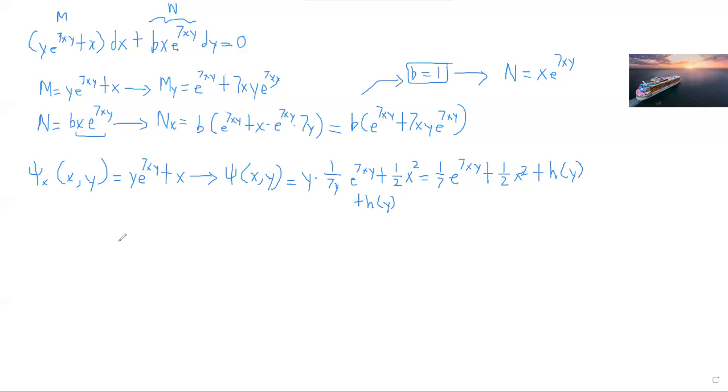Okay, now let's differentiate this psi with respect to y. So psi sub y of x, y is equal to this. I'm going to highlight this so we can come back to it. So that is equal to x e to the power of 7xy plus h prime of y.